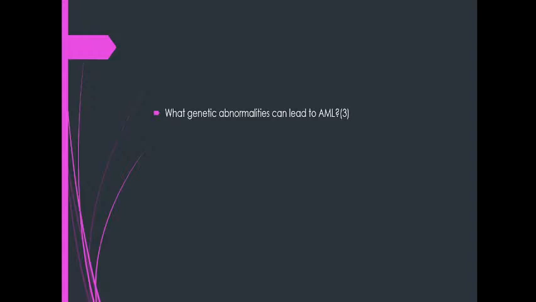Okay? Now, let's talk about the genetic abnormalities in patients that can lead to AML. Down syndrome is one, Turner syndrome is one, and of course, Klinefelter syndrome is one. What's Down syndrome? What translocation is Down syndrome? Okay, very good. Trisomy 21.